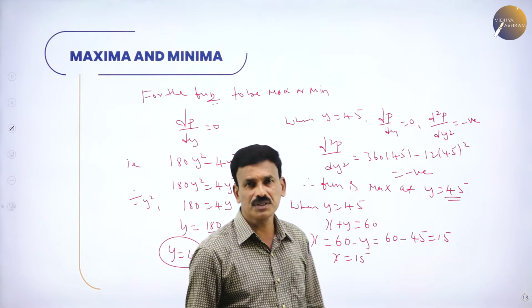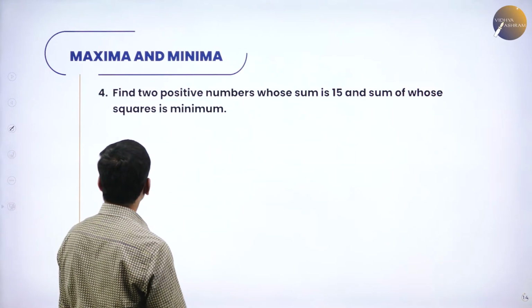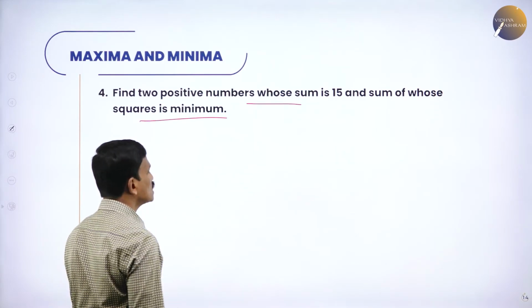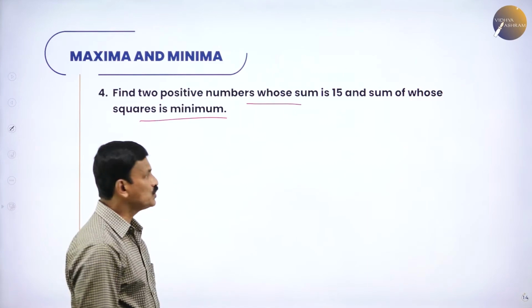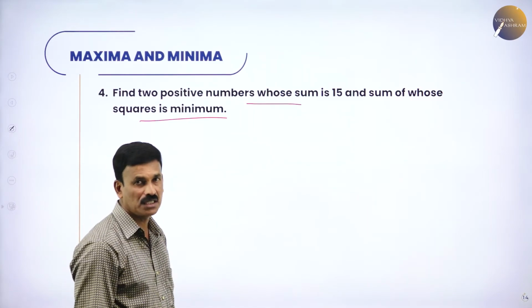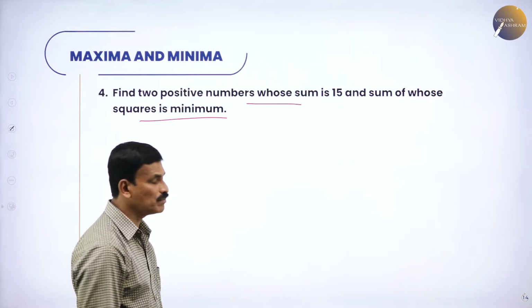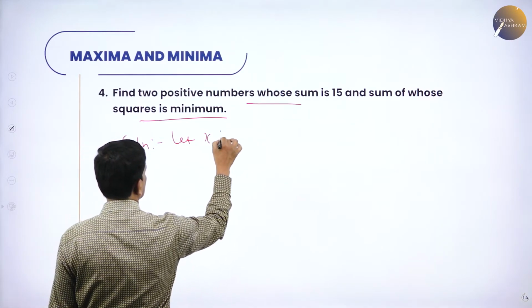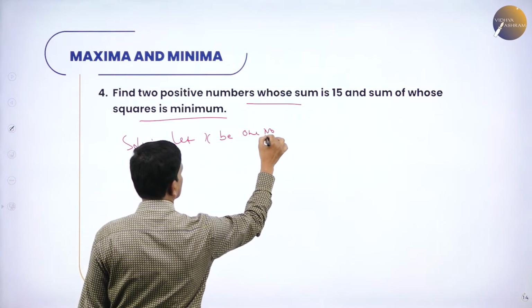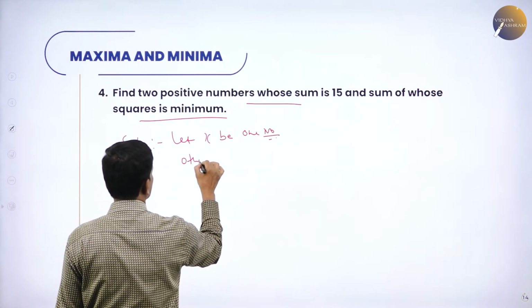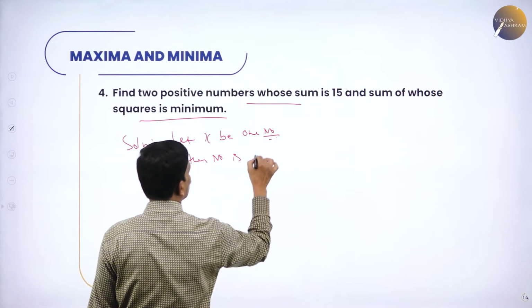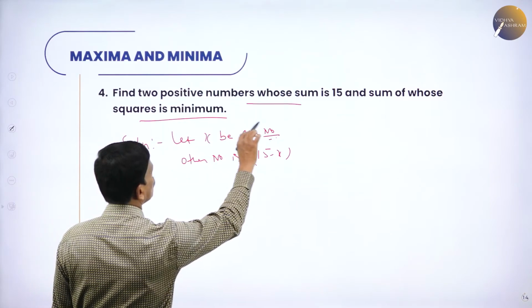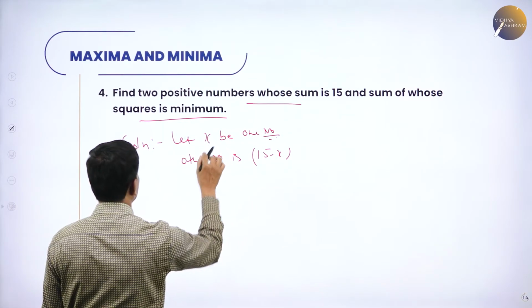Okay, hope you followed this. Now let us come to the next problem. Find two positive numbers whose sum is 15 and the sum of whose squares is minimum. Let x be one number, then the other number is 15 minus x.